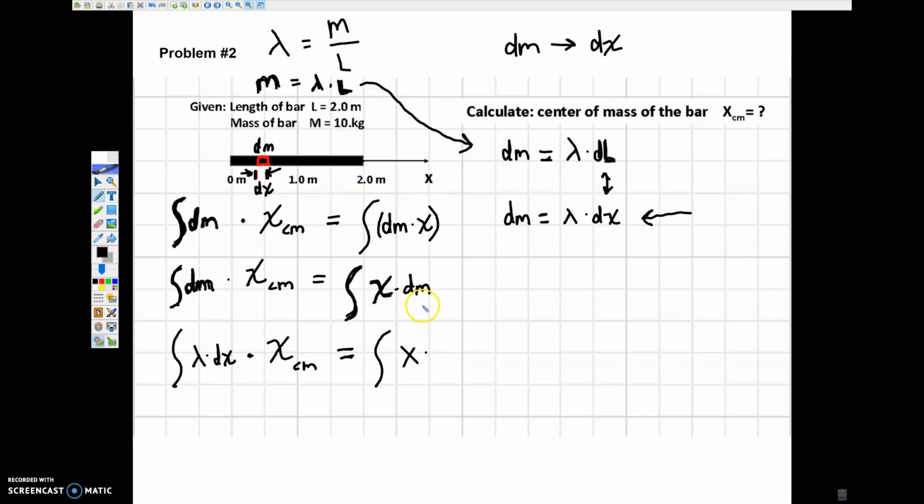times, instead of the dm, I know the dm can be replaced with, up here, lambda times dx. And again, I just want to put those parentheses to say, hey, we're taking the sum of these products. But convention has it, I don't have to put those parentheses there. It's understood. It starts with the integral sign, and it ends with the dx. So I could take those parentheses away.